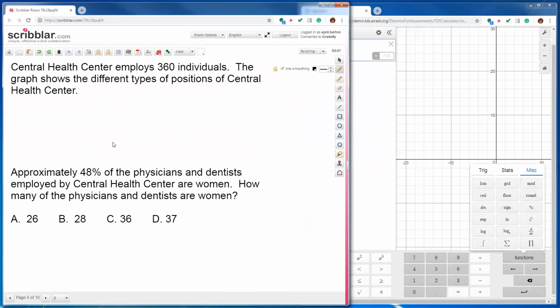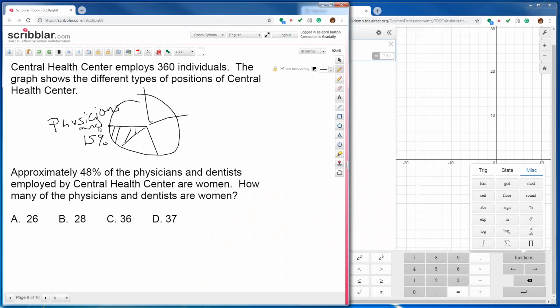Now, I thought there was a picture in this one. Snap. I thought I had a picture here. I don't know why it disappeared. It was a pie chart, and I do remember different types of positions. I'm pretty sure the physicians and dentists were 15%. And that's the only part we need. So sorry that the correct picture is not here.